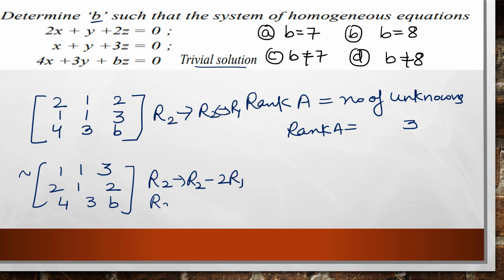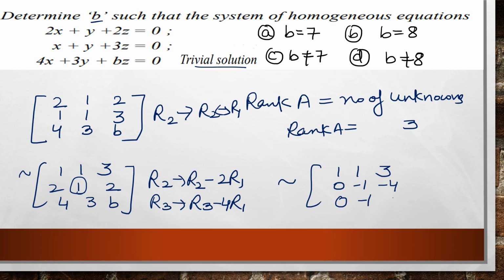Actually I'm converting this to row echelon form. Okay, because whenever we need rank we'll convert it to which form? Row echelon. So 1 1 3, 0 and 1 minus 2, that will be minus 1, 2 minus 6, minus 4, right? Now here 4 minus 4, sorry, 0, 3 minus 4, minus 1, and here you'll get B minus 12, right?